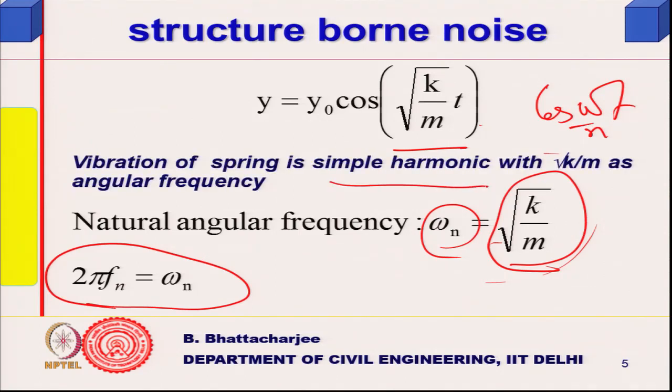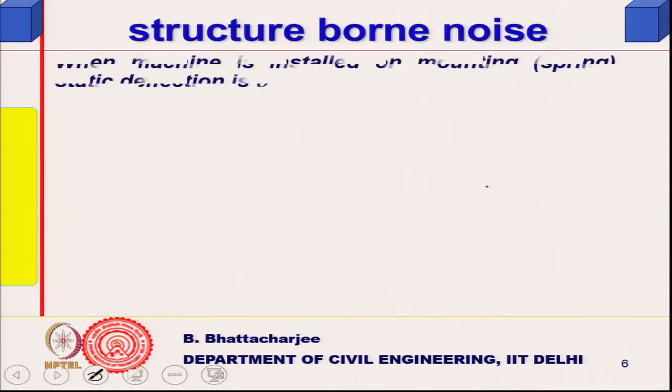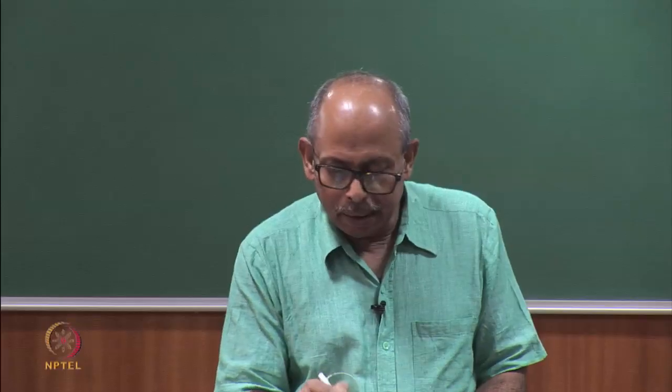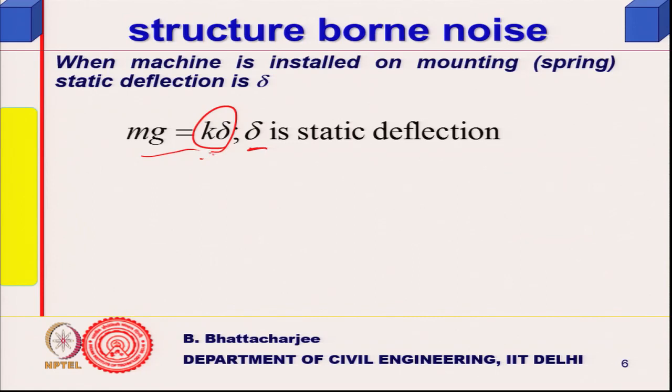So, the vibrational spring is simple harmonic with root k by m as angular frequency, that we know. When the machine is installed on the mounting, I will have a static deflection. If the spring stiffness is k and the static deflection is delta, then mg, the mass of the machine into g, equals k delta.